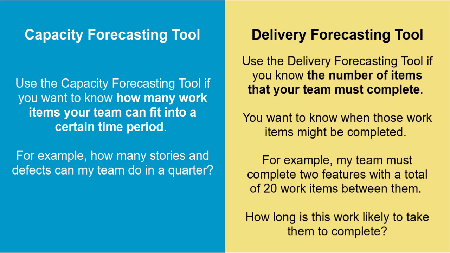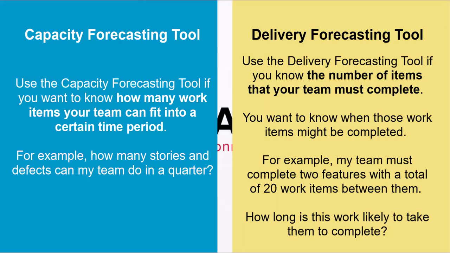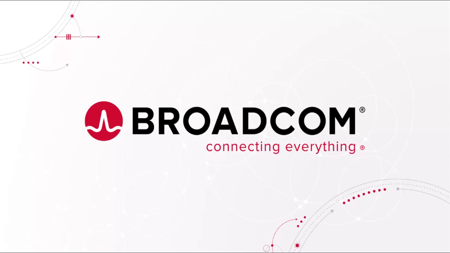Use the Delivery Forecasting tool if you know the number of items that your team must complete. You want to know when these work items might be completed. For example, my team must complete 2 features with a total of 20 work items between them. How long is this work likely to take them to complete? Now you have a better understanding of how to use Rally's Delivery Forecasting tool to estimate when a fixed amount of work can be completed.